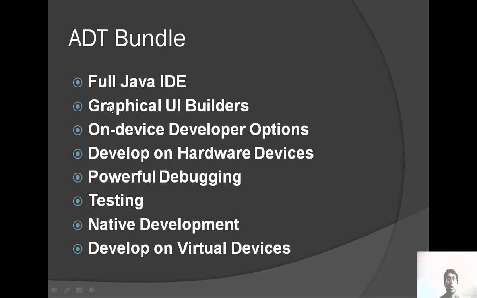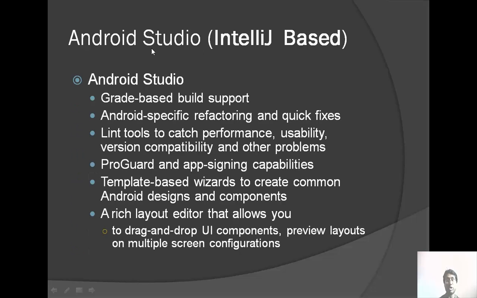ADT bundle, some features: full Java IDE, graphical user interface builders. You can build graphical mobile application interfaces using user interface builders, such as drag and drop. And on-device developer options: develop on hardware devices and develop on virtual devices. You can develop on real Android devices, or on virtual devices, just emulators. And the ADT bundle also comes with powerful debugging features, testing applications, and adaptive development features.